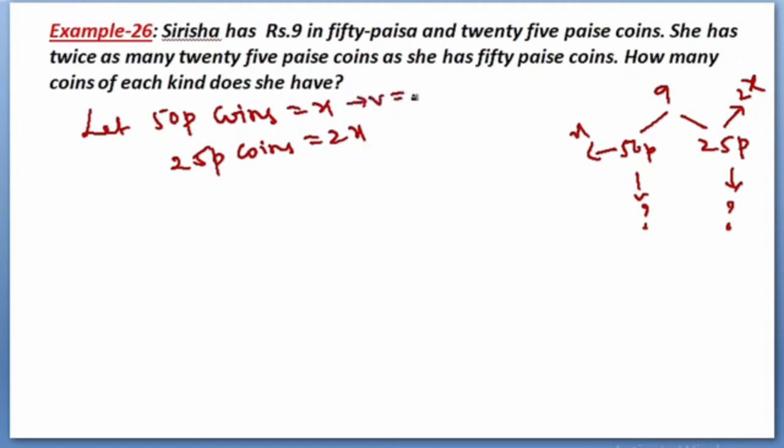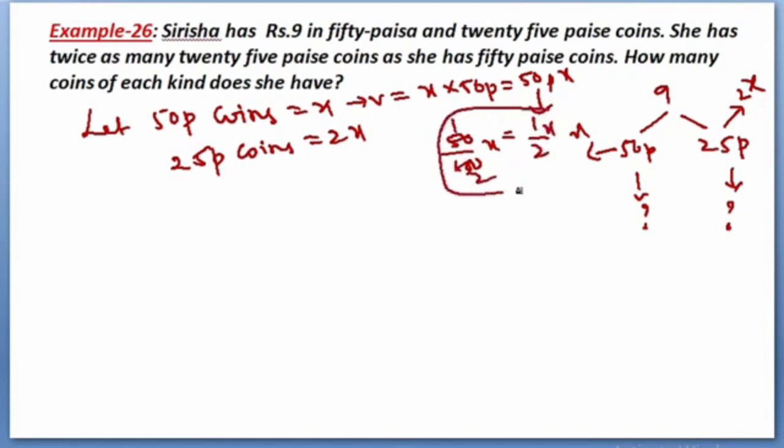Now, how to calculate the money: the value of the 50 paisa coins is the number of coins times 50 paisa, which is 50 paisa of x. Now convert 50 paisa to rupees. 50 by 100 of x, which becomes 1 by 2 of x. So this is the value of the 50 paisa coins.